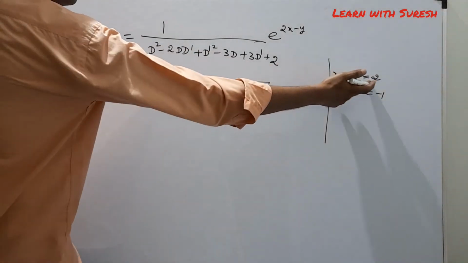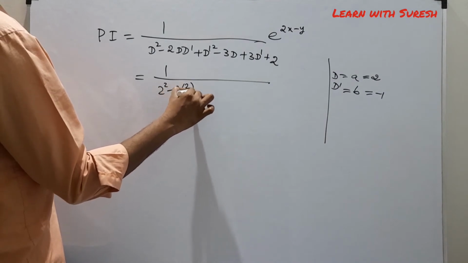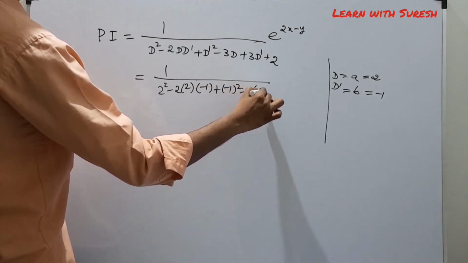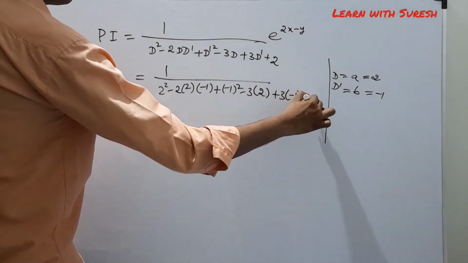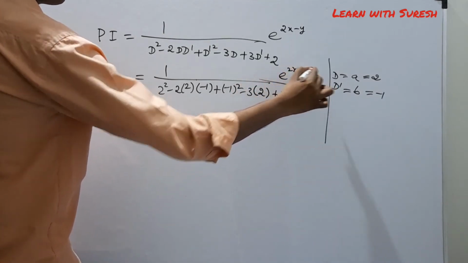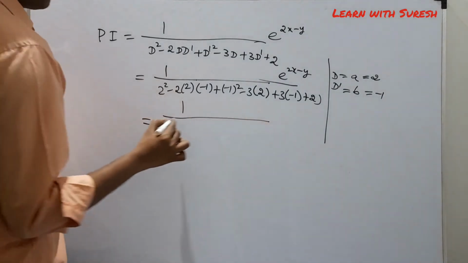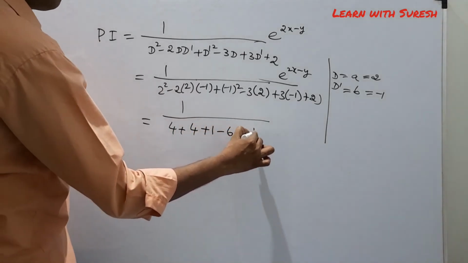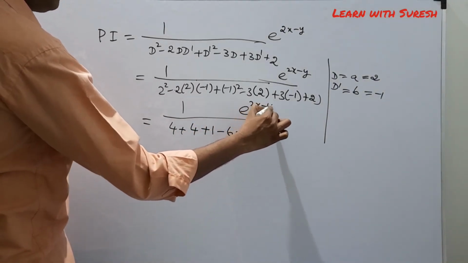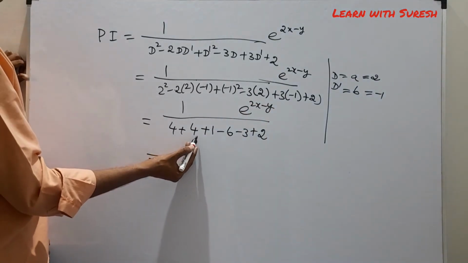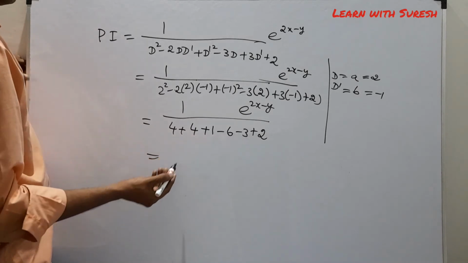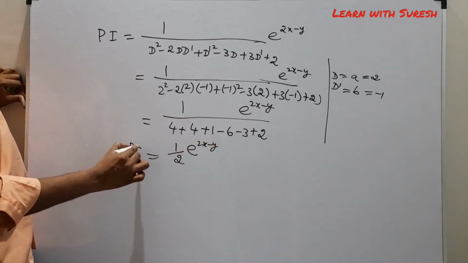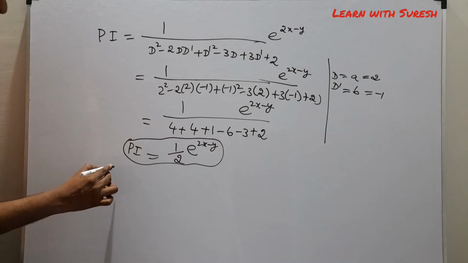1 by D square, that is 2 square, minus 2 into 2 into minus 1, plus D dash square, that is minus 1 square, minus 3 into 2 plus 3 into minus 1 plus 2, into e power 2x minus y. Simplifying the denominator: 4 plus 4 plus 1 minus 6 minus 3 plus 2, into e power 2x minus y. 4 plus 4 is 8, plus 1 is 9, 9 minus 9 is 0, you will get 2. 1 by 2 into e power 2x minus y. This is our particular integral for the given homogeneous problem. Now the general solution.